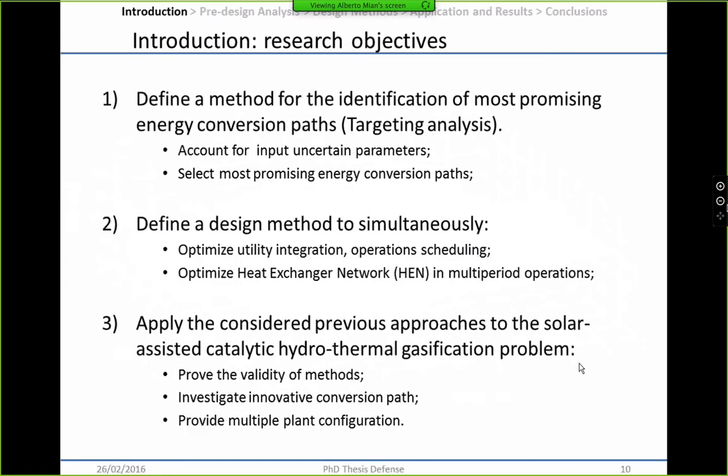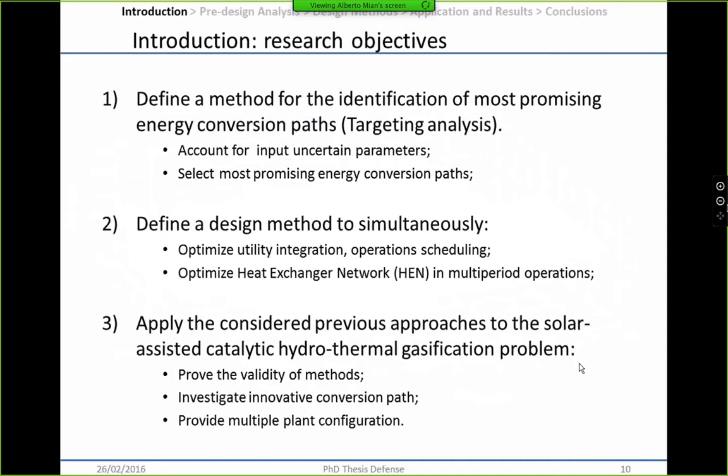So, at the end of this introduction, there are three main research questions. The first one deals with the definition of a method for the identification of most promising energy conversion paths. This is a pre-design analysis that is also known as targeting analysis. In this case, I wanted to take into account uncertainties and to evaluate and to select most promising energy conversion paths.